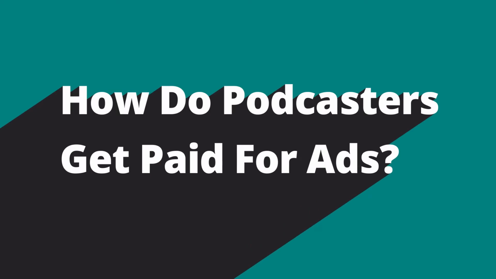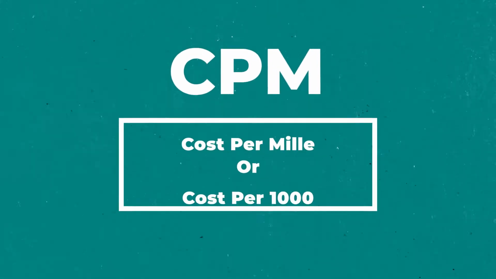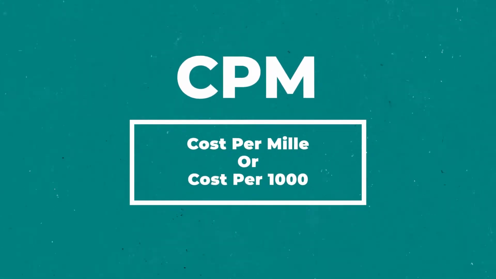Knowing the ad type and placement is one thing, but let's talk about the really big elephant in the room: money, or more or less how podcasters get paid for ad spots. Podcast ad rates are calculated using a model called CPM. CPM stands for cost per mil, or cost per thousand. For podcasters, this means that you get paid per 1,000 ad impressions.